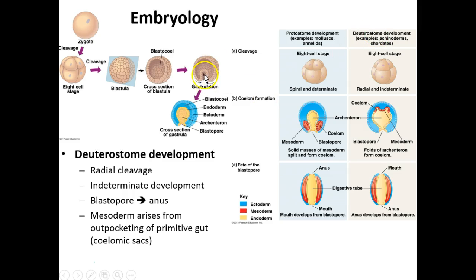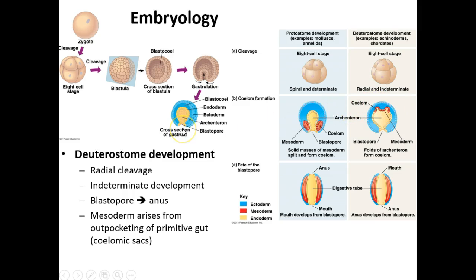So this would become our anus, and we have a very similar gastrulation process, but the coelom does form a little bit differently. So you can see ectoderm, mesoderm, and endoderm characterized by blue, red, and yellow respectively. These are the germ layers that are going to become the different tissues in our body.